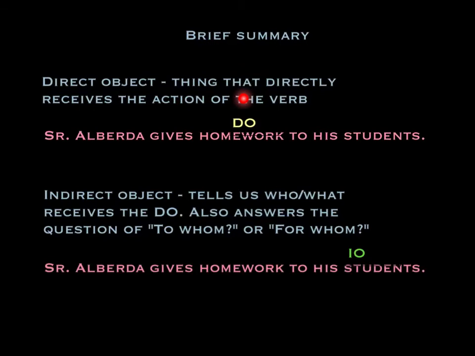But the main focus of today is the indirect object. And the indirect object tells us who or what receives the direct object. So who is receiving that thing that is receiving the action of the verb? This also answers the question to whom or for whom. These are very important things. Make sure you have these in your notes. This is going to help you solve a lot of indirect object problems in the near future. So in our sentence, Senor Alberta gives homework to his students. Who is receiving the homework? You have to keep that in mind. Who is receiving the direct object? Here's our direct object. Who is it for? It's for his students. Jot this down if you haven't already.